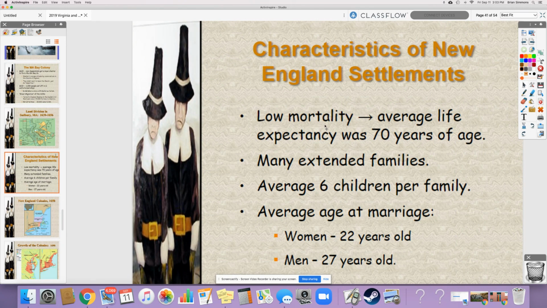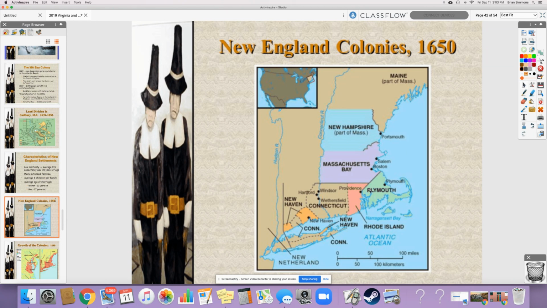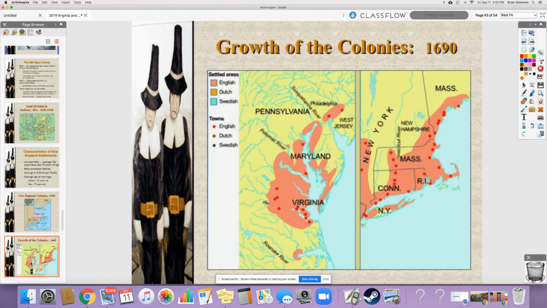What we are going to see in Massachusetts is that the mortality rate is nowhere near as high as it is in the Chesapeake. The average life expectancy is about 70 years. You have a lot of extended families. On average, people had about 6 kids per family, and people are waiting until their 20s to get married. But it's much more of a family-based community. And whereas in the Chesapeake, you see a lot of single people coming over, in Massachusetts, you're seeing a lot of families coming over. This is going to spread throughout this entire New England region.